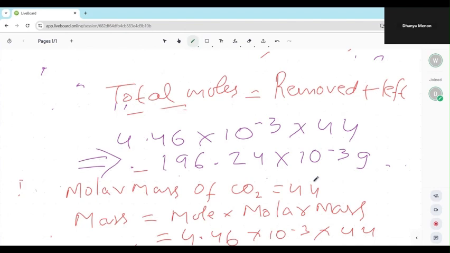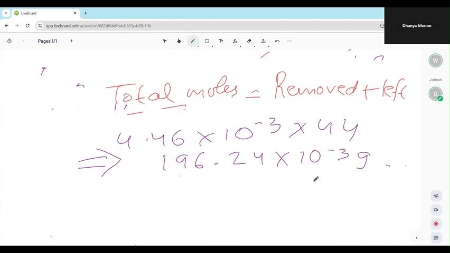So first, what did we do? We found the number of moles of the removed carbon dioxide, because they have already given you the number of molecules removed. From there, we found the moles of removed carbon dioxide, and the moles of the leftover carbon dioxide is given. We added them, we got the total number of moles, and we multiplied with the molar mass. Okay.